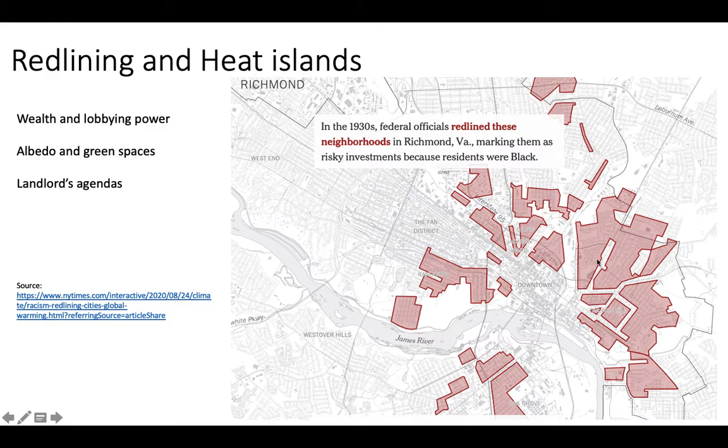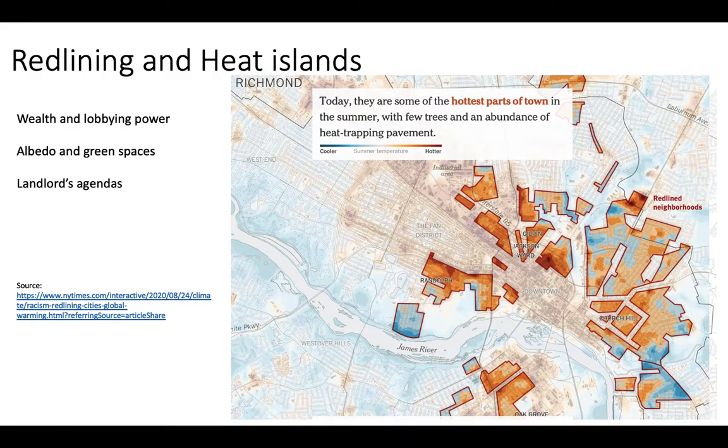Red line districts, they weren't able to receive any federal backing in terms of mortgages, so it created this cycle of disenfranchisement and lack of wealth. And wealth is power. So these individuals don't necessarily have as much lobbying power to lobby for green spaces. They have less control or less sway over the landlord's agendas and what decisions they're making in terms of like planting trees in that area, right?